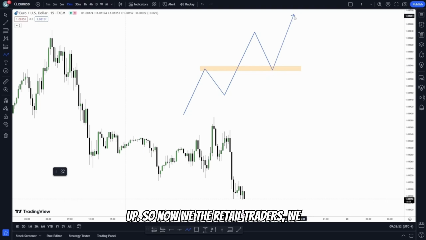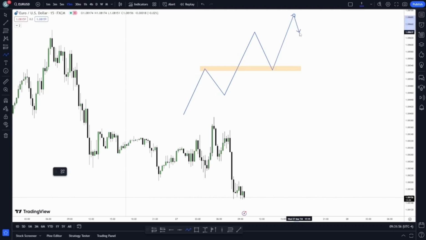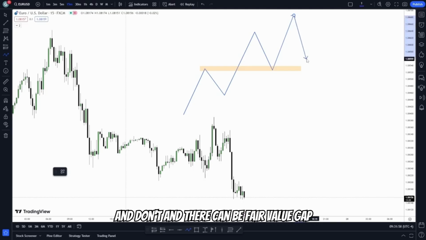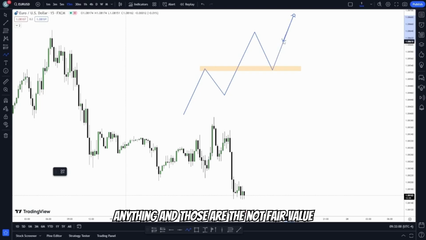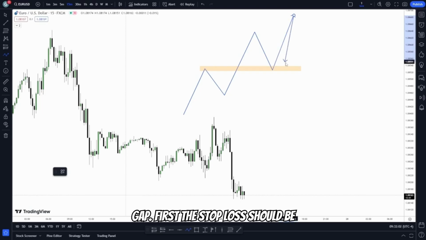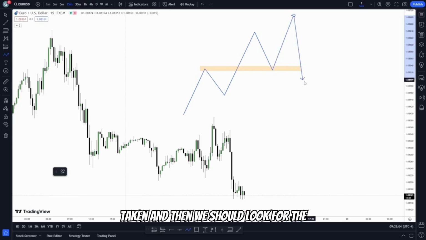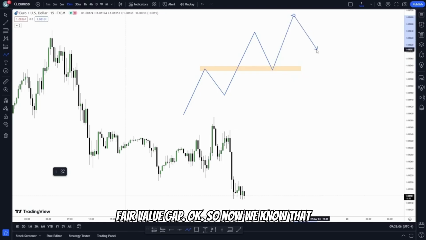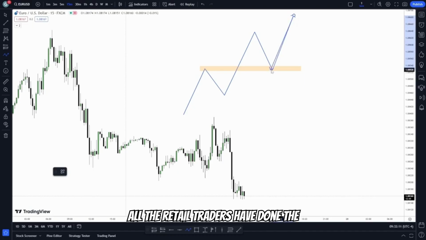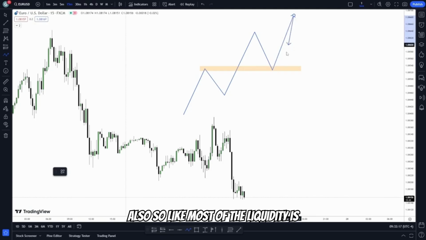So now we, the retail traders, will look for the price to go down, and there can be a fair value gap and anything, but those are not the fair value gap. First the stop loss should be taken, and then we should look for the fair value gap. Okay, so now we know that all the retail traders have done their break even, and some of them have not done break even, but still, most of the liquidity is just below this low. So the market will go down.